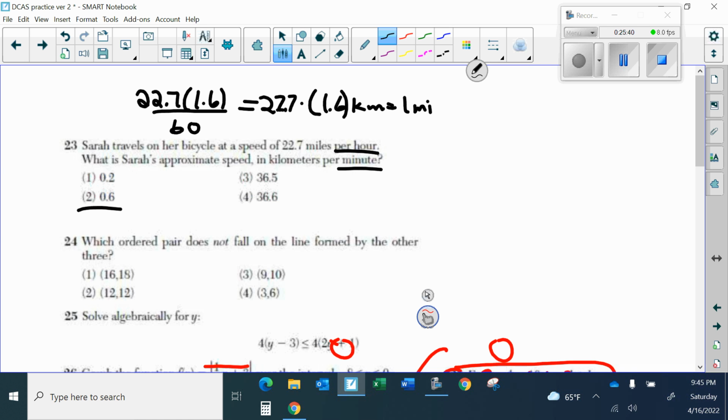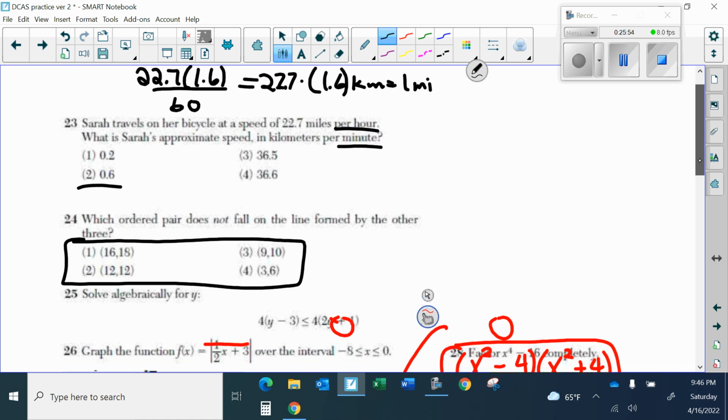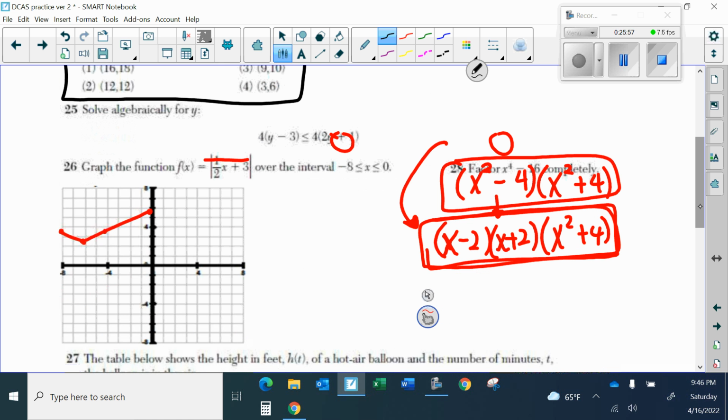Which ordered pair does not fall on the line formed by the other three? So the easiest way to do that would be to plot those 4 points and see which one is not lined up. Okay, 3 of them are going to be in a line, the 4th one will not. So just plot those. You're going to have graph paper to do that. Go ahead and do that.